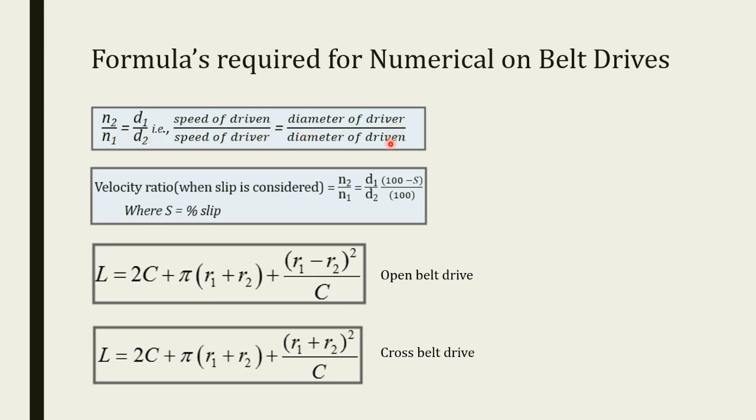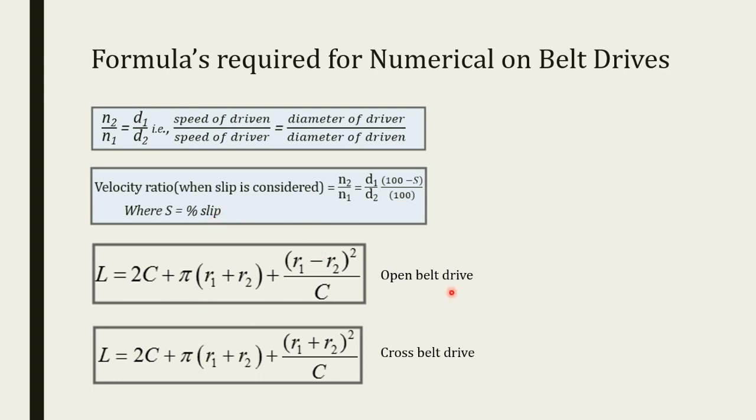And then when the velocity ratio is to be found out when slip is considered, then you have to take the slip into consideration. N2 by N1 is equal to D1 by D2 into (100 minus S) by 100 will be the formula when slip is considered, where S is the percentage slip.